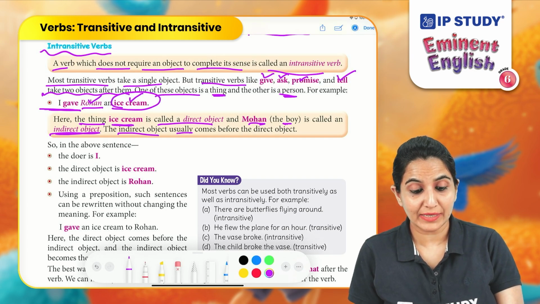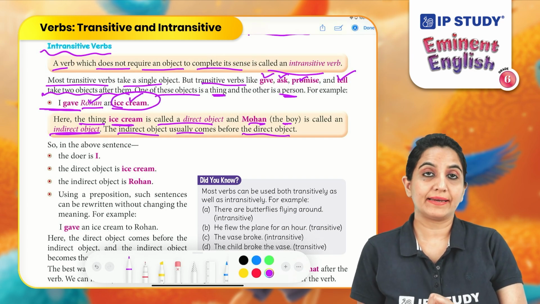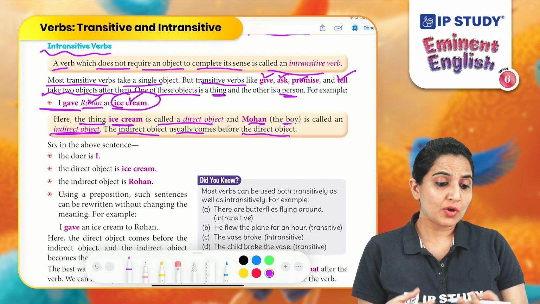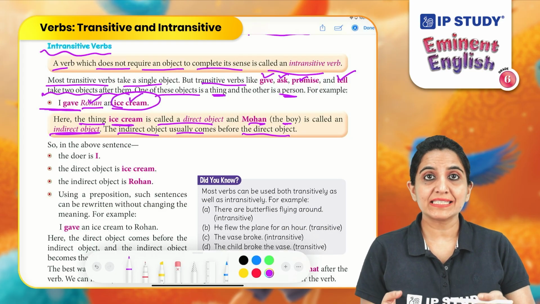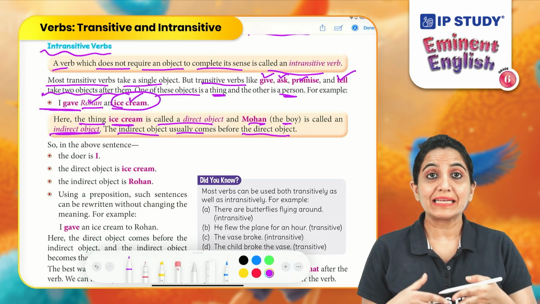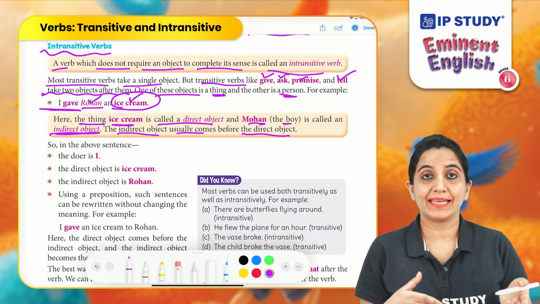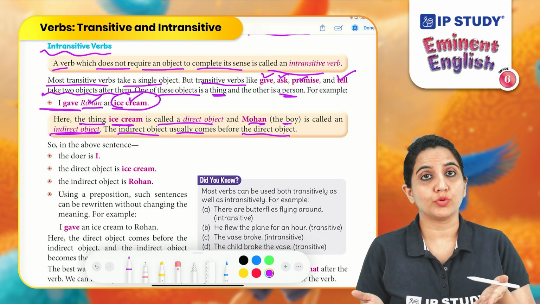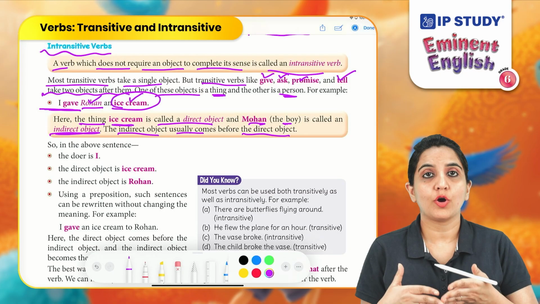Indirect object usually comes before the direct object. That means what was given to Rohan? An ice cream was given to Rohan. So the direct object is an ice cream. I gave ice cream to whom? To Rohan. So Rohan is an indirect object.